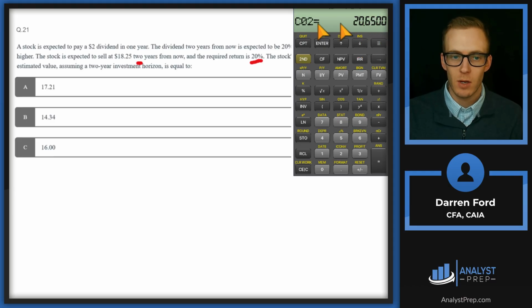And then our second cash flow is going to be this 18.25, and then the $2 dividend, which is going to be 20% higher. So our dividend is going to be $2.40, and then our stock is expected to sell at 18.25. So we add those two together to get an inflow of 20.65, and that's a frequency of 1. Go a little further just to make sure you have no more cash flows in your calculator. And then we'll go to NPV, put 20 in as that discount rate, and then we'll scroll down and compute, and we get 16.0069, which is going to be closest to answer C for us.